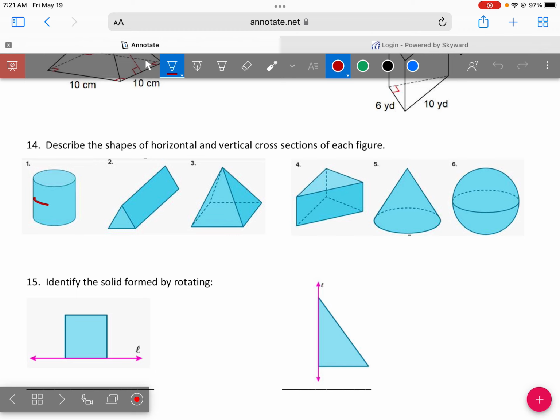Okay. So here we go. The horizontal shape here is going to be a circle. And if I cut through from the top, this is 14 on page, I don't know what the page is right now. The vertical cross section is going to be a rectangle.